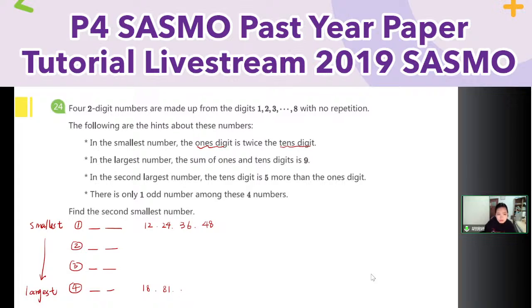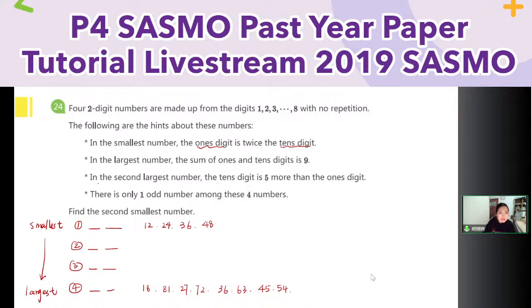Okay, can we have more? Yeah, 27 and 72, right? And then 36 and 63. And then 45 and 54. Okay, here are all the possibilities for the largest number.